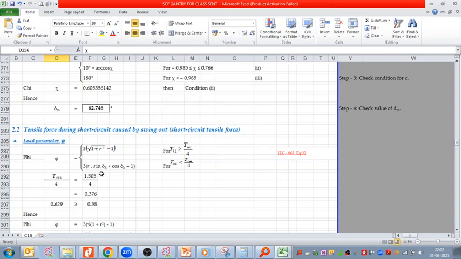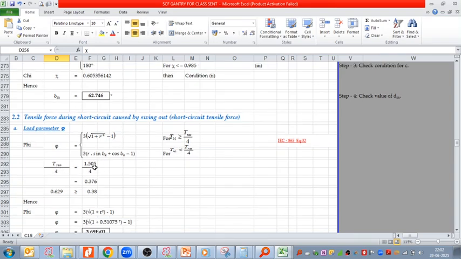So there are two conditions, based on which we have to select the formula. If my Tk1 is greater than T resultant divided by 4, we use this formula; if less than this, we use this formula. So T resultant by 4, where T resultant 1.5 we calculated earlier, divided by 4, is coming 0.376. So Tk1 was 0.629 that we calculated in the above step. So 0.629 is greater than 0.38. So it means we have to take this formula to find out the tensile force.